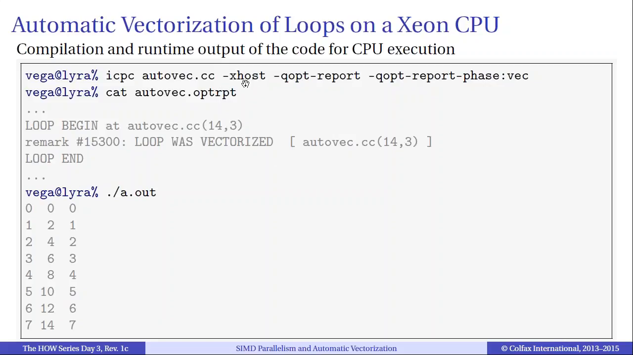If I want to compile the same code for the Xeon Phi architecture, instead of xhost, I will use -mmic. And now I'm going to switch to the next slide and try to spot the difference.